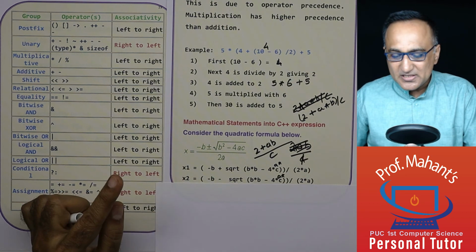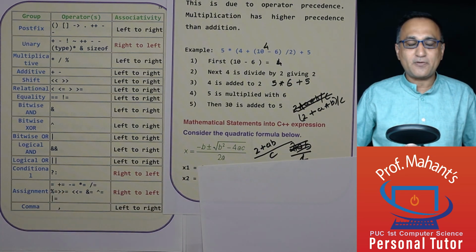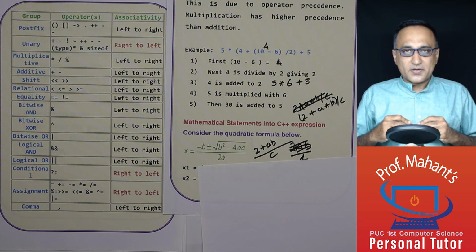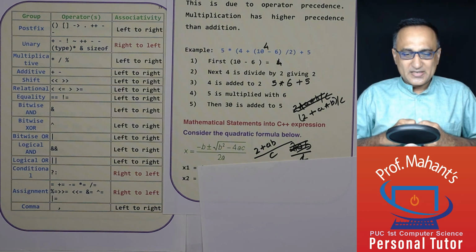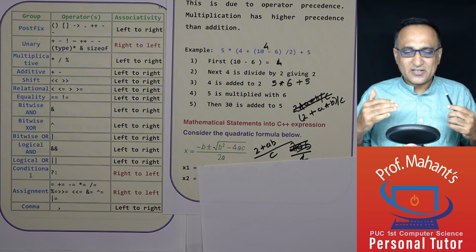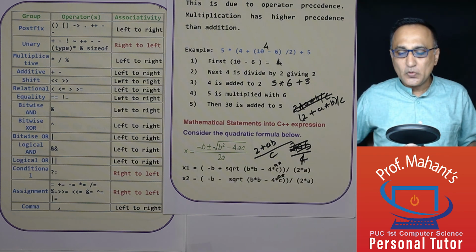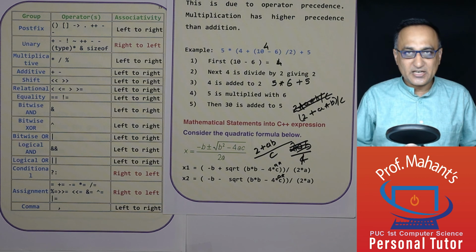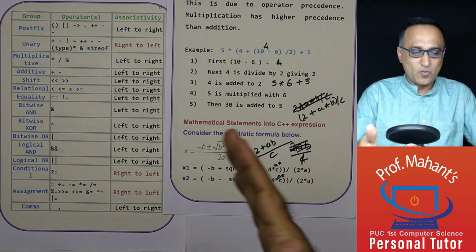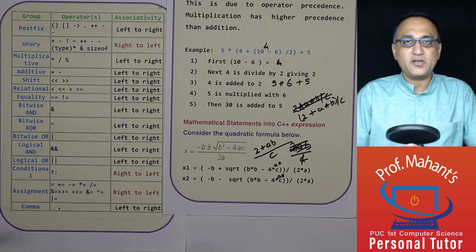So I hope this gave you clarity on a couple of things. One is what is meant by precedence or rank of operators. Next is what is associativity and how do you convert mathematical statements into equivalent C statements. This is an important skill. Evaluation of expressions is an important skill to develop.